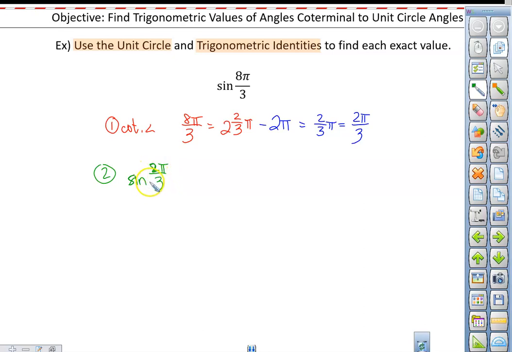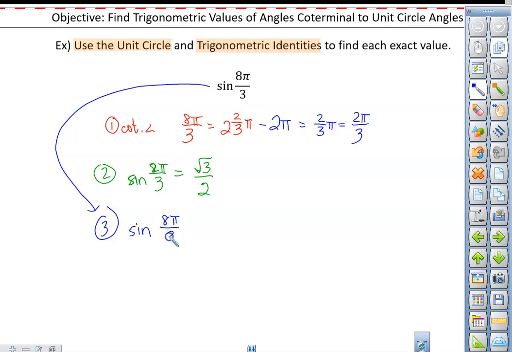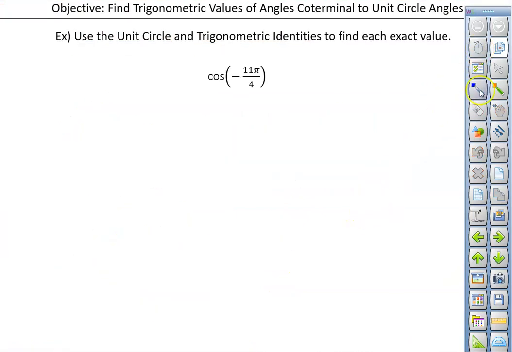Remember, sine of 30 degrees or pi sixths radians is 1/2, which means sine here of our 2 pi thirds, which has a reference of that 60 degrees or pi thirds radians, would have to be the square root of 3 over 2. So then that tells us that our original expression here, our sine of 8 pi thirds, is also this square root of 3 over 2. Like so. All right, let's take a look at another problem.